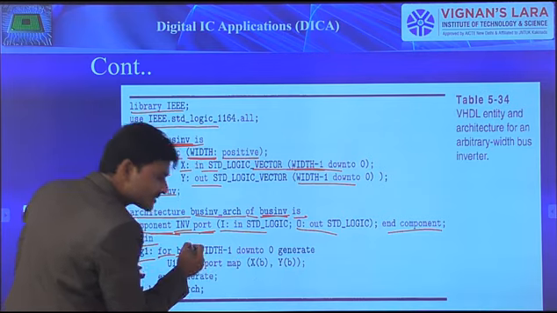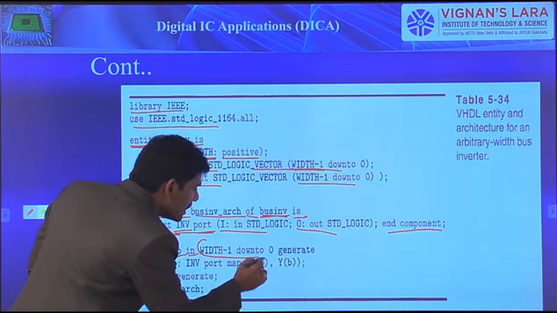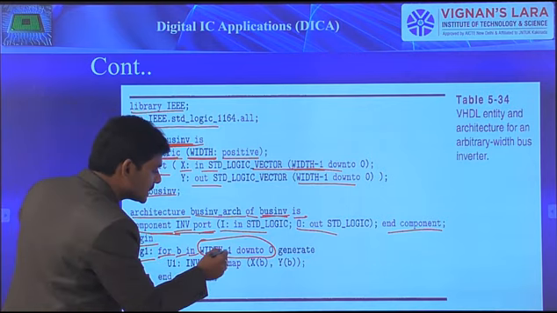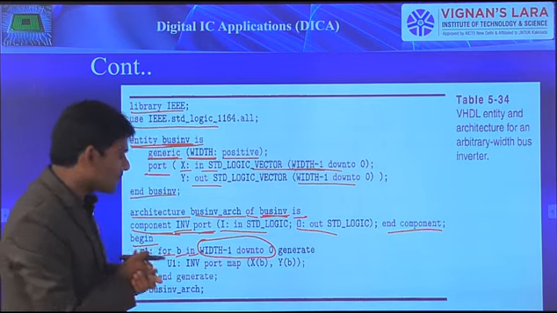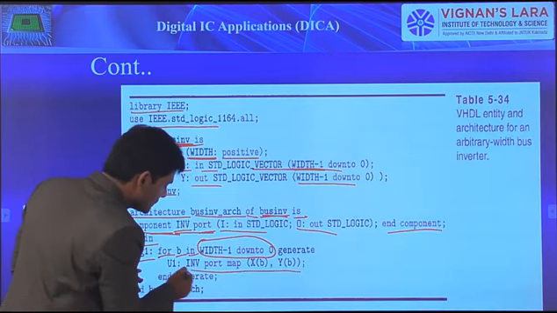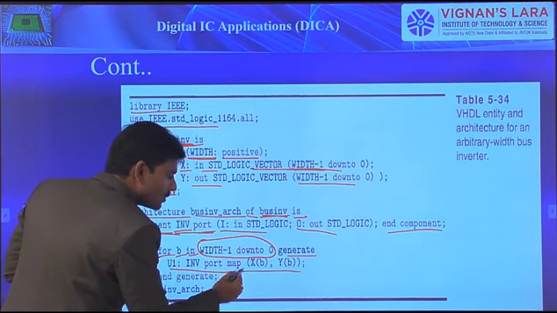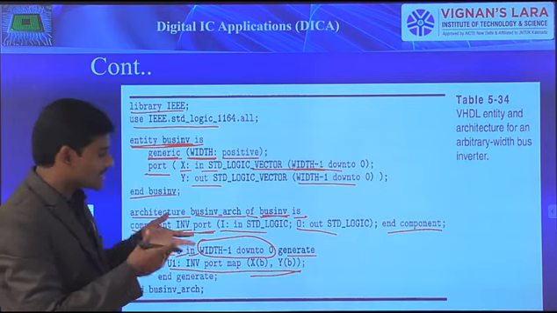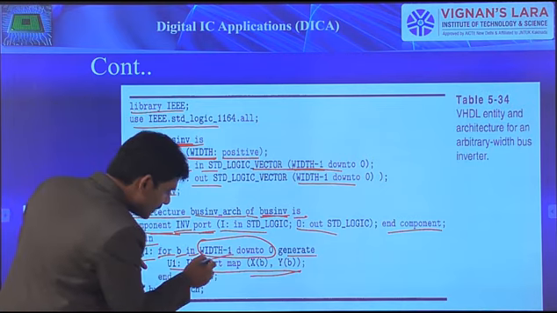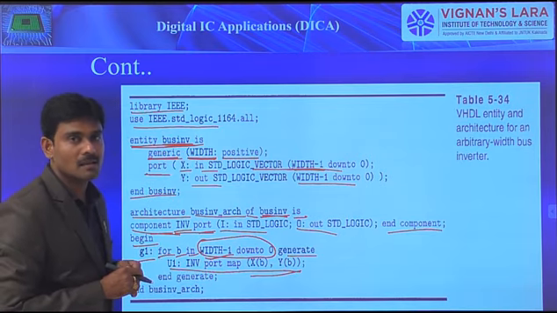Previously we mentioned the range 1 to 8. Now here we consider that range as width minus 1 down to 0. If you mention width as 8, it means 8 minus 1, so 7 down to 0: first 7, then 6, then 5. Like that, 8 times it needs to execute. Then generate. After that you write inverter port map of x of b, comma y of b, same as the previous one. All these statements are the same except in the range, where we mention that value by means of the generic constant.